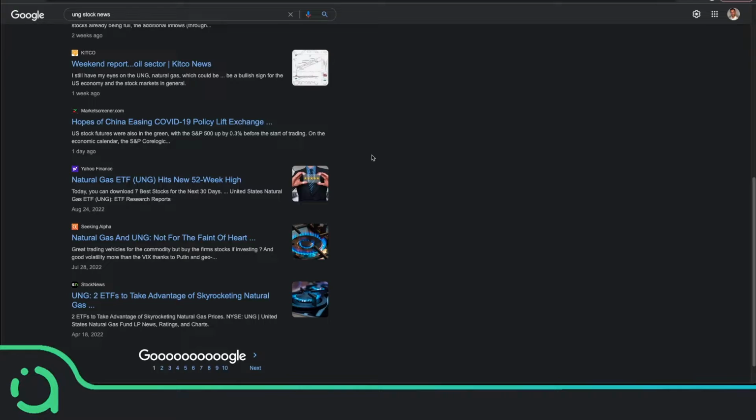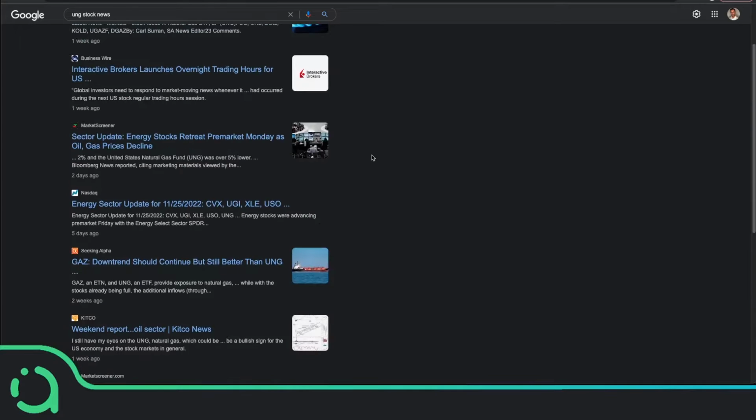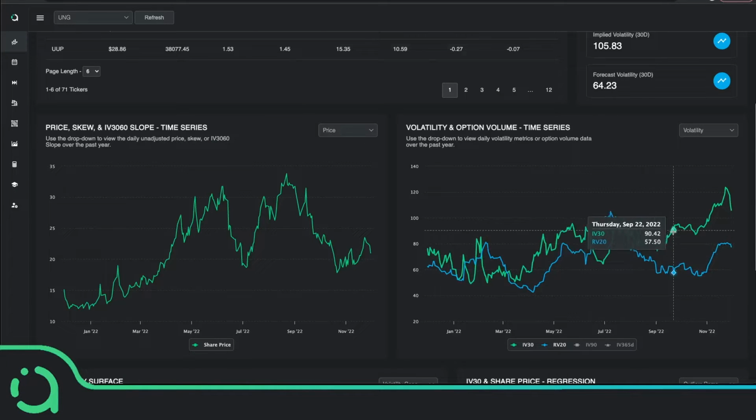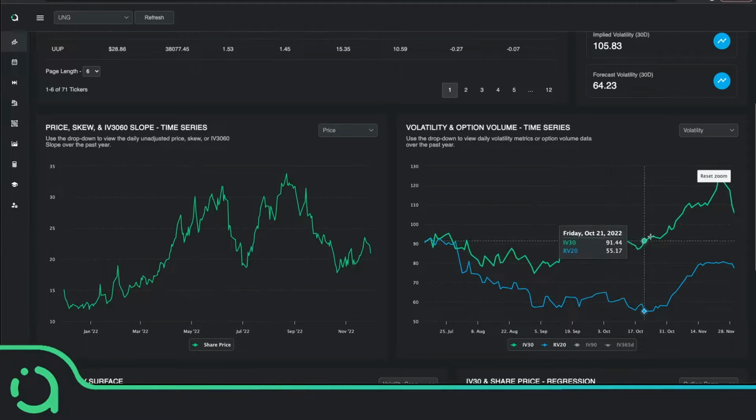With everything happening on a geopolitical level, rising gas prices, it makes sense that we're seeing a lot of volatility in this sector. And therefore, it also makes sense that we're seeing the market imply more and more volatility as time goes on. So it looks like we can explain why we're seeing this spread between implied and realized volatility.